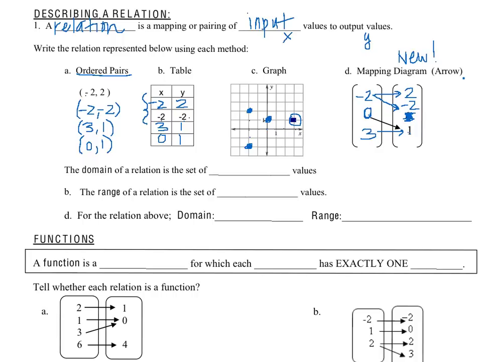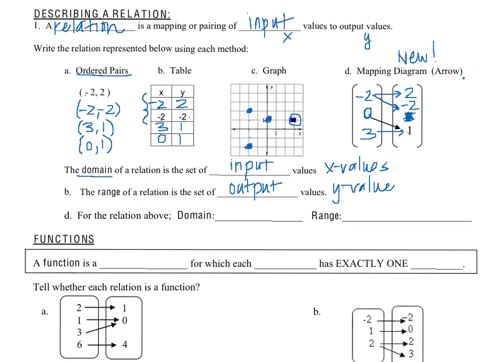Now as we look at it, we're going to introduce a couple more items too. Domain is the set of all input values. So it's the things we put in, which we called the x values. The range is the set of output values, which we know are the y values. So we put in an x, we get out a y.